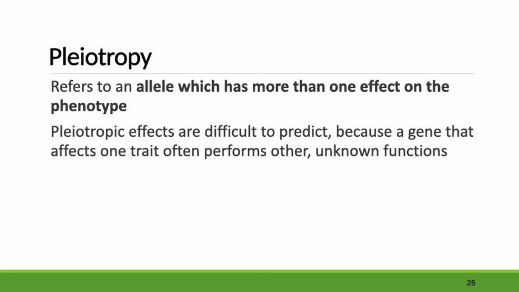It's almost a little bit like the opposite of polygenic inheritance. Pleiotropy effects are difficult to predict because a gene that affects one trait often performs some other unknown function. And this is very common. Especially it's common for phenotypes of different metabolic functions.